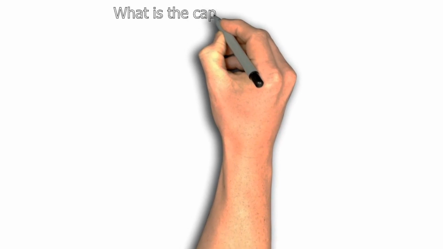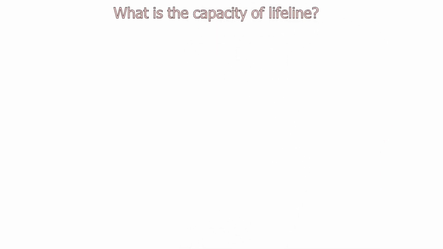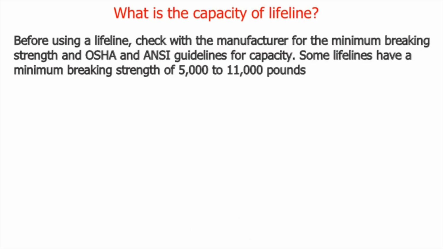What is the capacity of a lifeline? Before using a lifeline, check with the manufacturer for the minimum breaking strength and OSHA and ANSI guidelines for capacity. Some lifelines have a minimum breaking strength of 5,000 to 11,000 pounds.